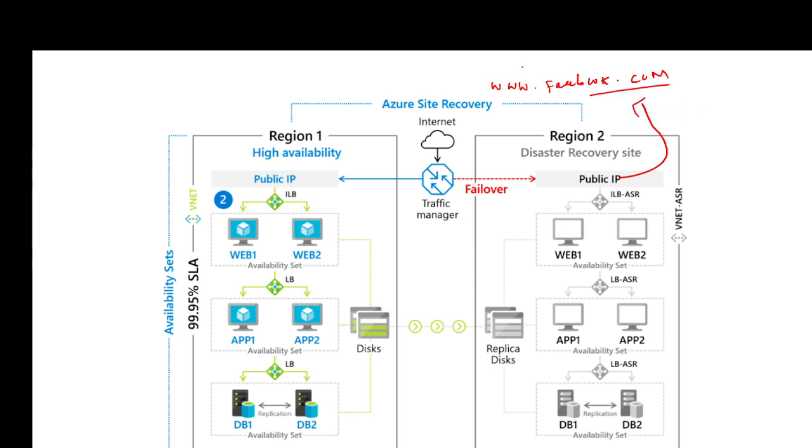Earlier maybe you have 10.0.0.1. After the failover, we have to add the public IP of the DR region, which is 172.16.0.1, for example. Now when the user hits www.facebook.com, since we have changed the IP address behind the load balancer or traffic manager, the applications will point to 172.16.0.1 instead of 10.0.0.1. So you need to make some DNS level changes during the DR activity.